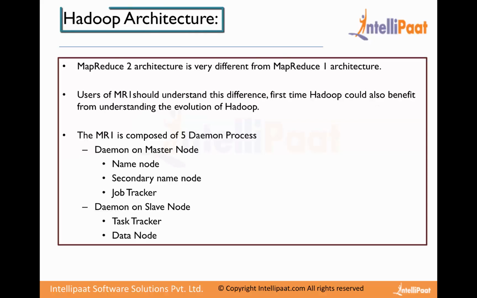So, Hadoop architecture. MR2 MapReduce architecture is very different from MapReduce 1 architecture. So users of MR1 should understand this difference. First time Hadoop users could also benefit from understanding the evolution of Hadoop. The MR1, or what we call MapReduce 1, is composed of 5 daemon processes. There are basically two different systems: one is a master, one is slaves. There will be a single master and multiple slaves.